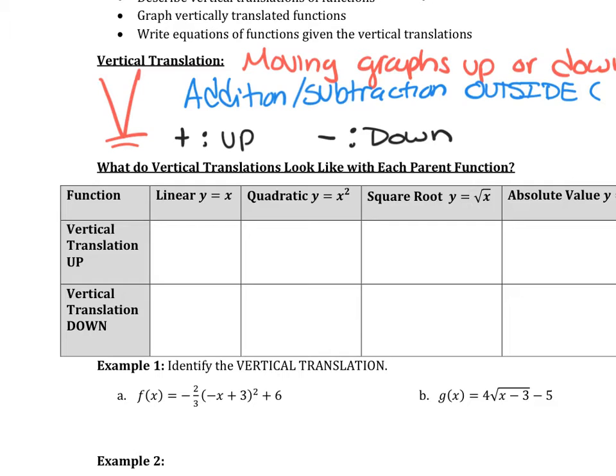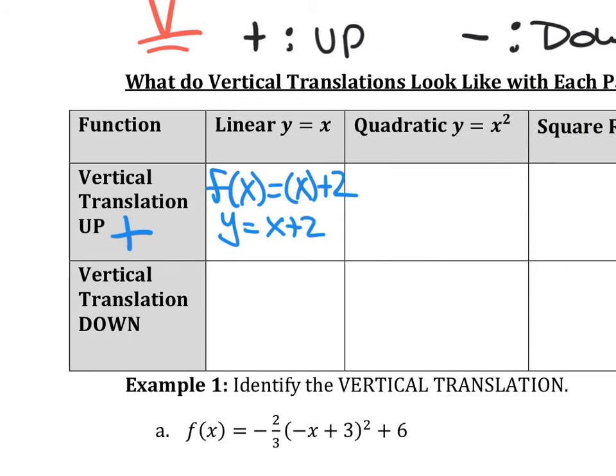Okay, so what this would look like for each of our parent functions. Vertical translation up, again, will be adding. And so this addition just has to be happening on the outside of the parentheses. So we can have like f of x equals x plus 2 or y equals x plus 2. Again, if there's no parentheses grouping the x and that addition together, then it's considered on the outside. In order for it to be inside, there'd have to be parentheses around them both. So this would go up 2.